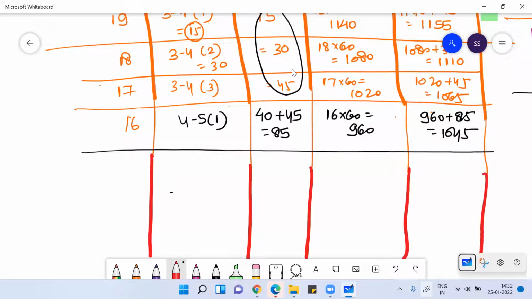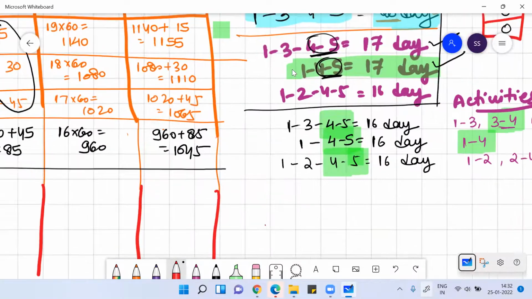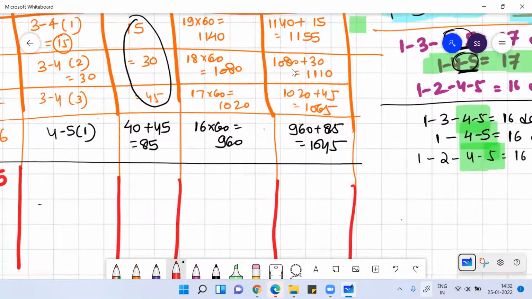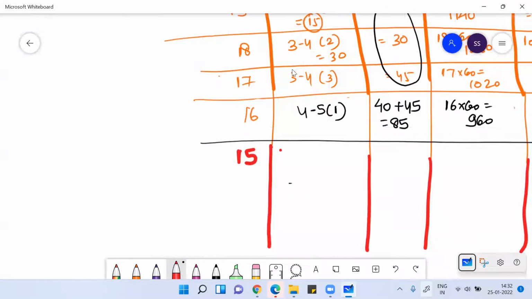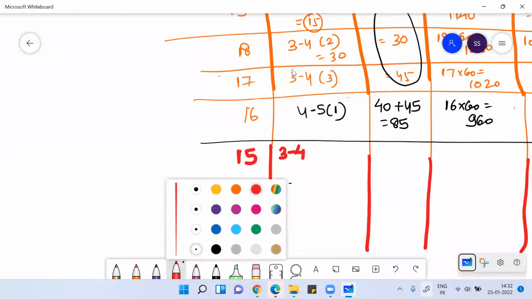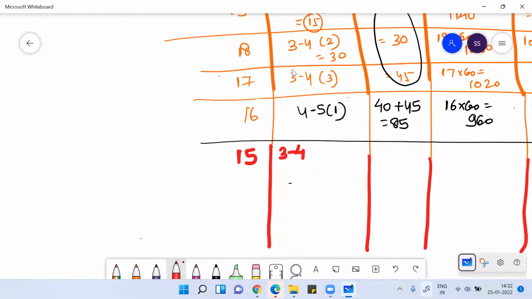Now if I want to crash it further to 15 days, what I'll do is crash the activity 3 to 4. 3 to 4 means 15 rupees, right? And that is for which set of activities? 1, 3, 4, 5.